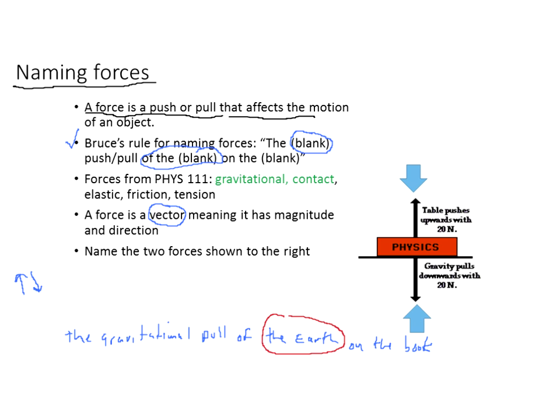So notice I've mentioned what is doing the pulling or pushing, in this case pulling, and what is being pushed or pulled. So this one, the table is pushing upwards. This actually is a contact push. So this would be the contact push.